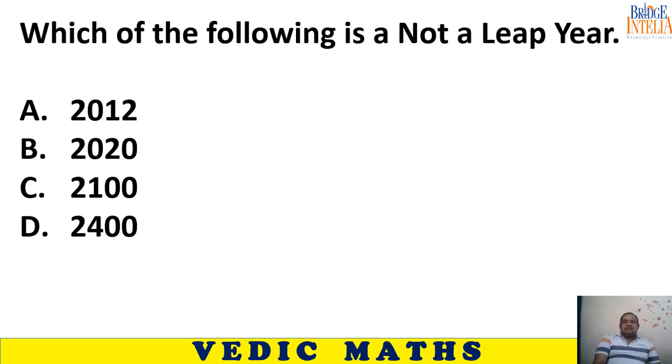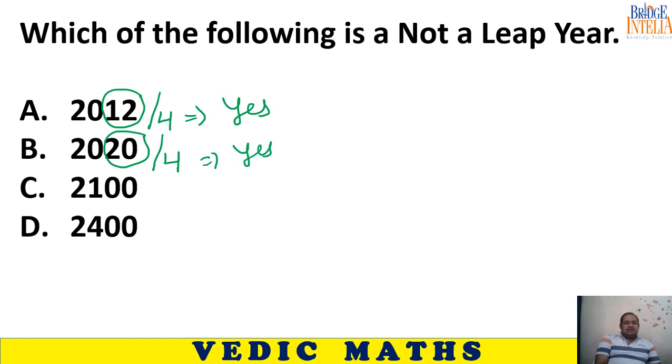Now this question: which of the following is not a leap year? Pick the last two digits, 12. Is 12 divisible by 4? Yes it is. Is 20 divisible by 4? The answer is yes. So this is also a leap year.